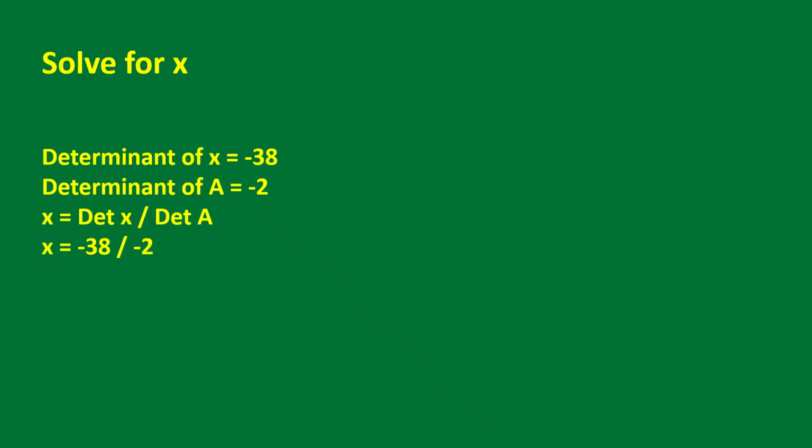So we put all the numbers into the formula. Then we've got minus 38 divided by minus 2, which is 19. There you go, guys. As you can see, we have solved for x, which is 19.